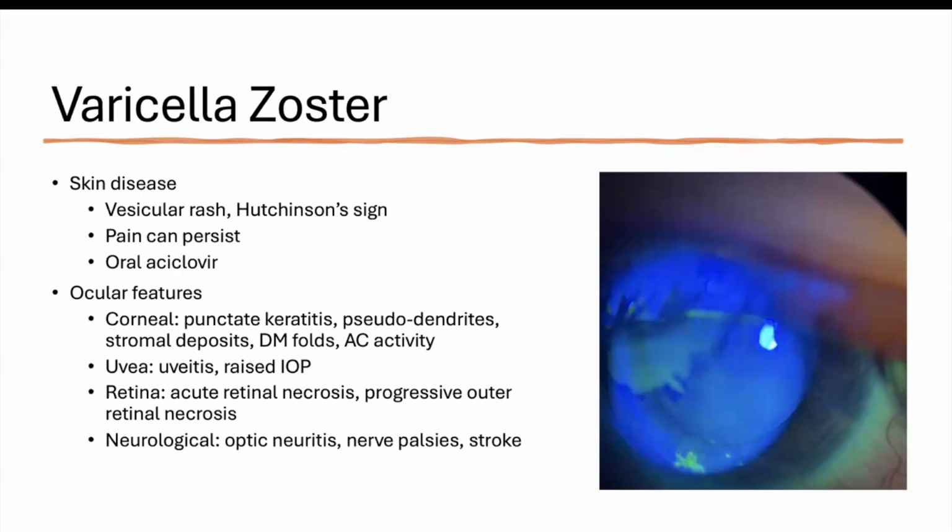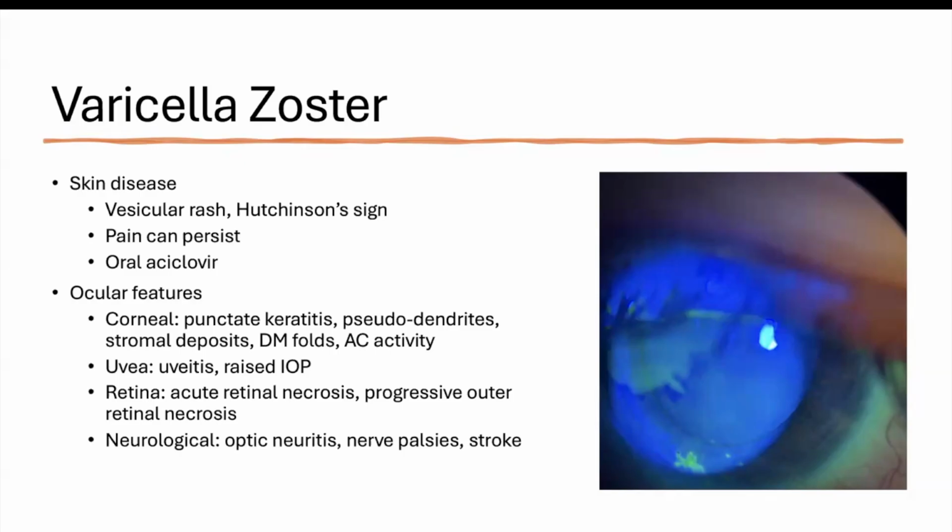So in the context of an HZO, you are looking at mainly corneal findings. Because of that V1 distribution and that sensation of the nerve coming up through to your cornea, you're going to potentially see, very similar to herpes simplex, that superficial punctate keratitis, potentially some pseudodendrites, shown in that picture on the right with a patient that I saw some time ago. They may have some stromal deposits with a nummular keratitis, again an endothelialitis with Descemet's folds and AC activity. So it can look very similar to herpes simplex.